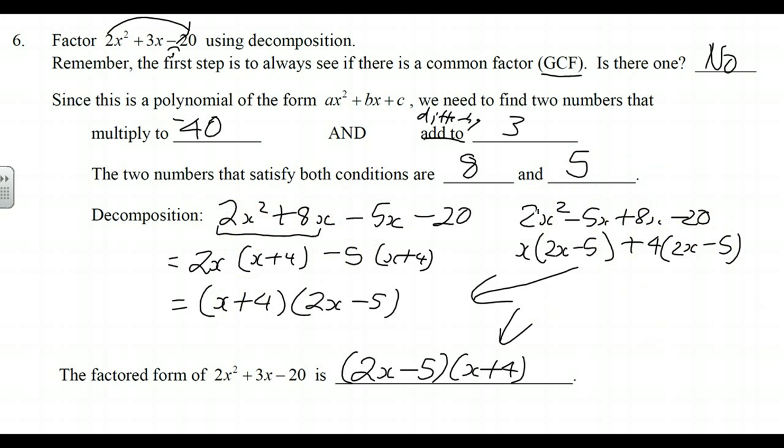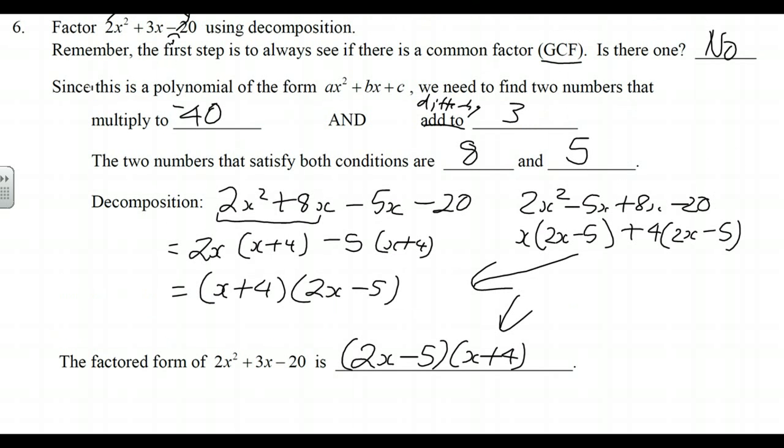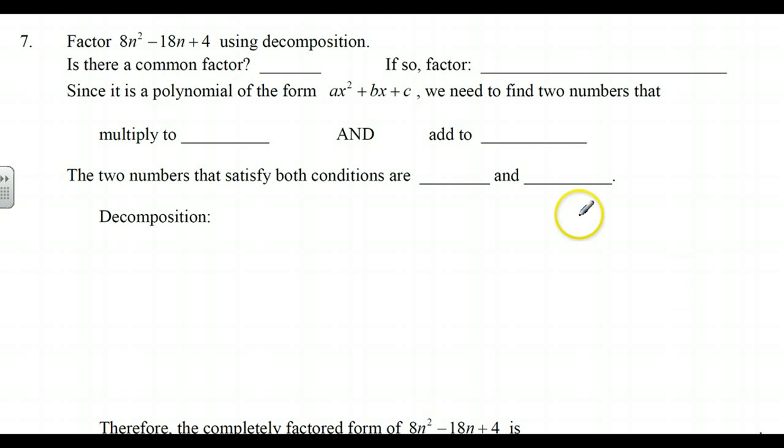Okay, and again, it's just practice, practice, practice. Is there a common factor? Well, they're all even, so 2 goes into them. Okay, so let's take a 2 out. We'll get 4n squared minus 9n plus 2. Check that out. 8n squared minus 18n plus 4.